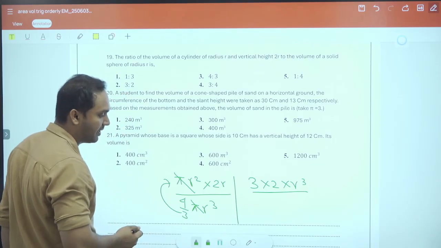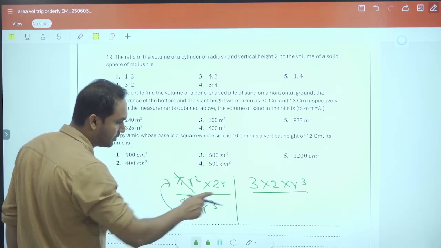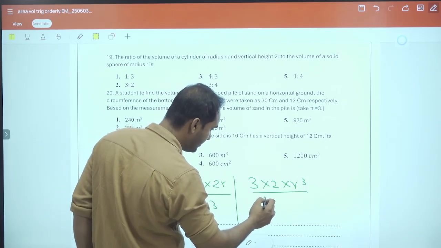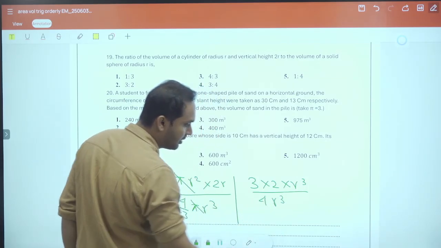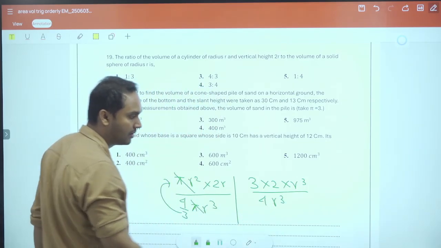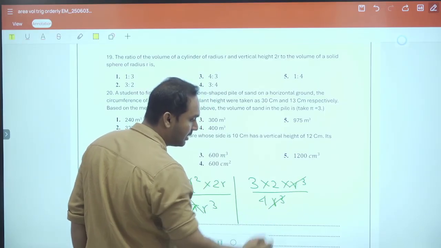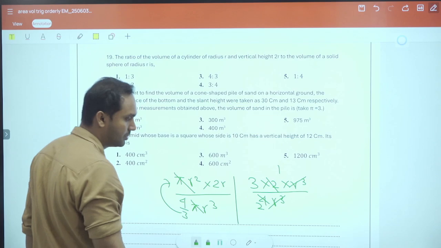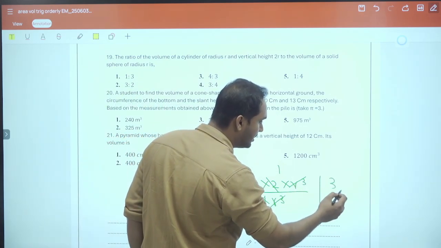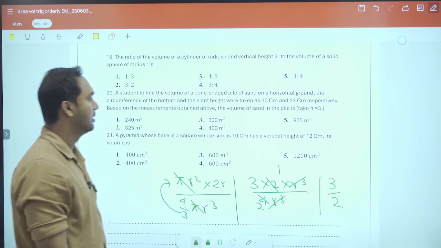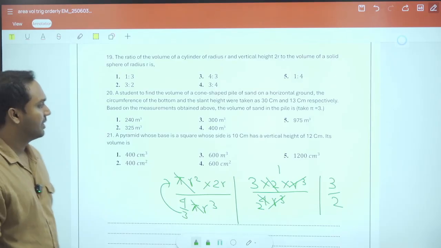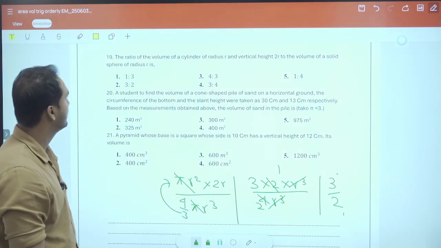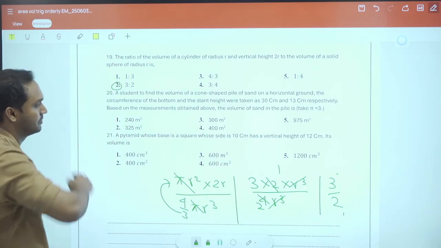These are the top values. And the bottom values will be, since I took the 3 up, 4 r cube. So what happens to the r now? r will cancel out. 2 times 2. So it's 3 over 2, isn't it? If you take it as a ratio, that will be 3:2. So the answer is 3:2.